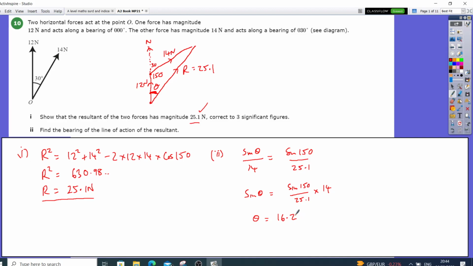Now just be careful, it says find the bearing, so you could say therefore the bearing is, and you've got to do it to 3 digits, 016.2 degrees. So that is your bearing.